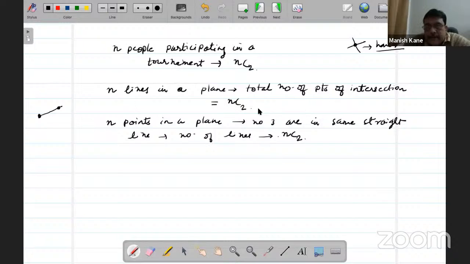So n lines in a plane, the number of points of intersection is also NC2. N points in a plane, the number of lines that can be drawn is also NC2. N teams participating in a tournament, the total number of games will also be NC2.